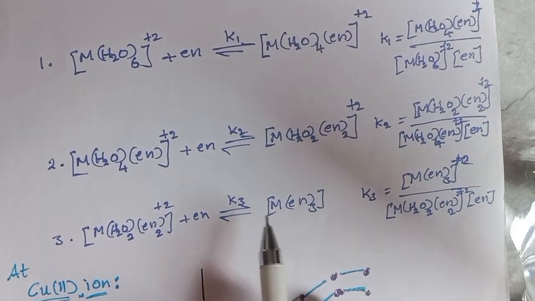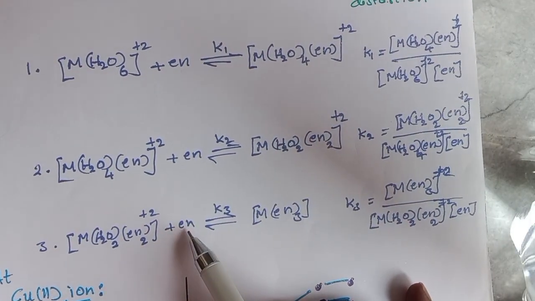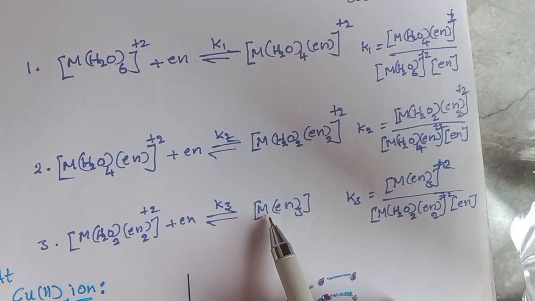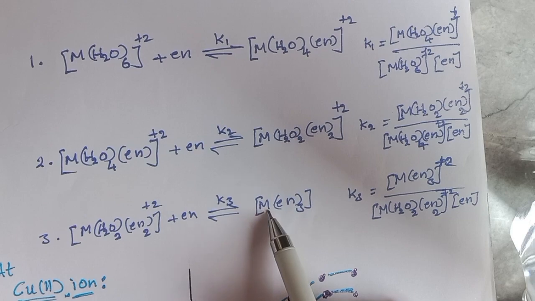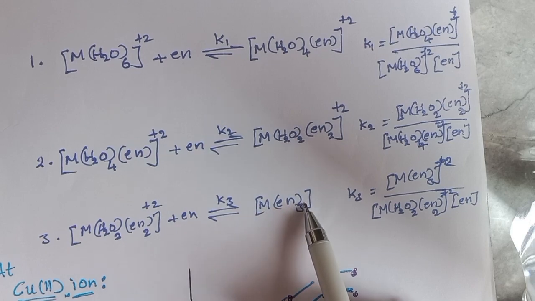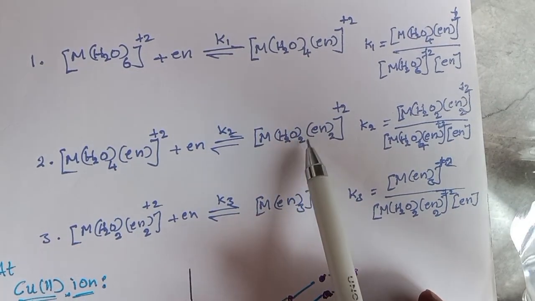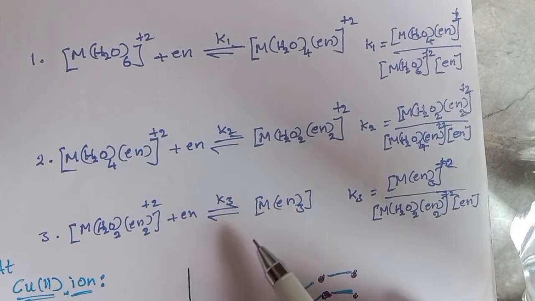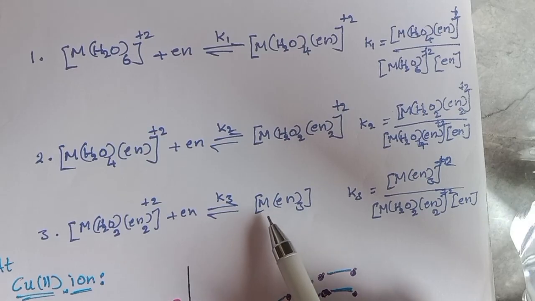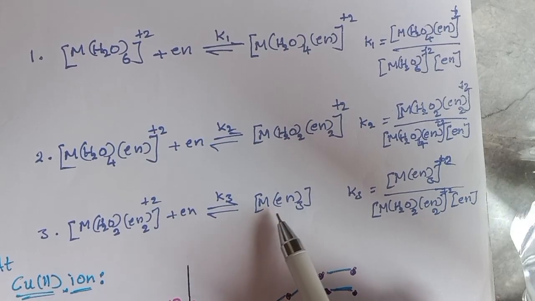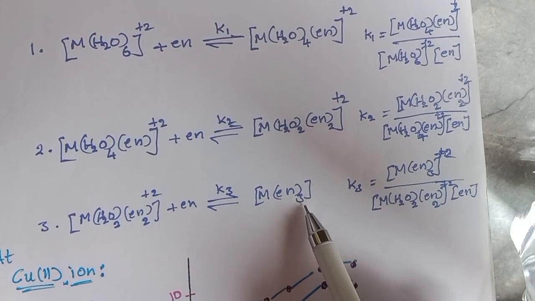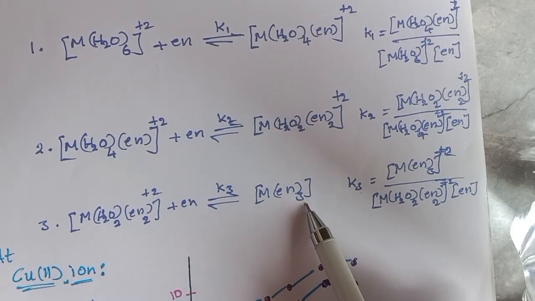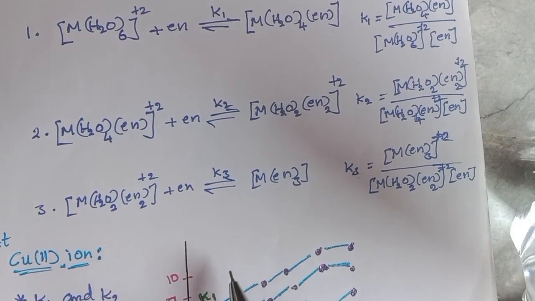In equation 3, we add one more ethylenediamine to this product. It results in the tris-ethylenediamine metal complex, that means a purely chelated complex. Of course, the earlier ones are also chelated complexes, but monodentate ligands were present in equation 1 and equation 2. In equation 3, there is no monodentate ligand; all three ligands are bidentate. Therefore, K3 can be written as the concentration of products over the concentration of reactants, like this.